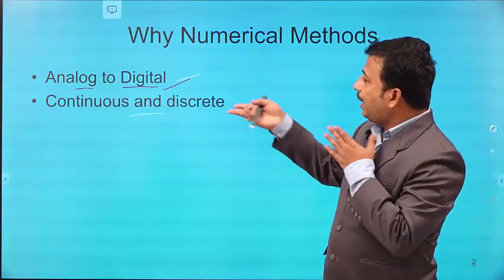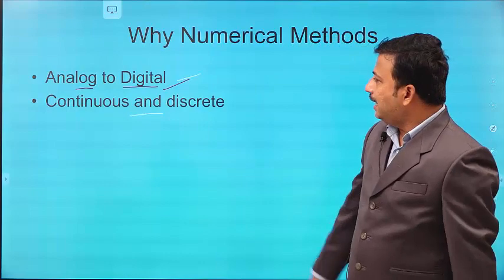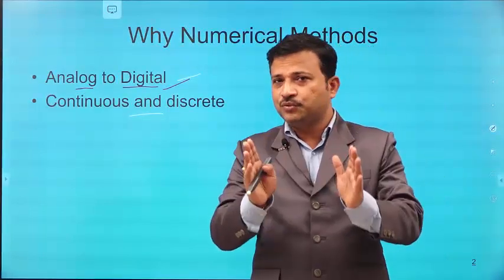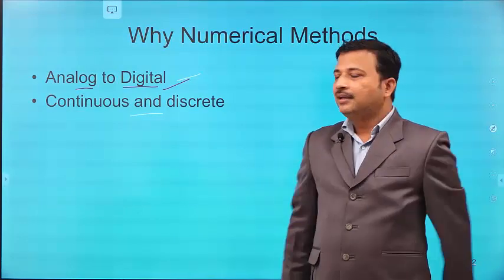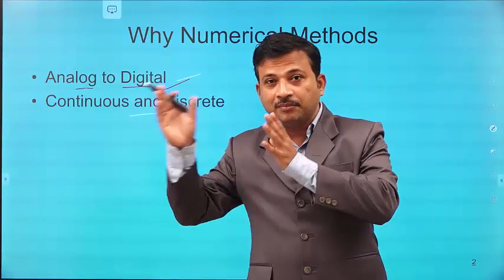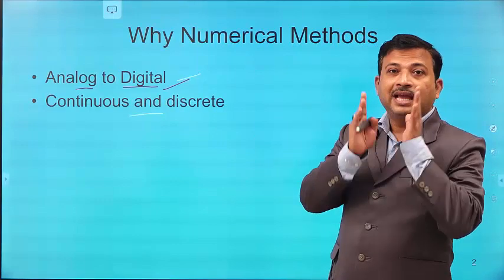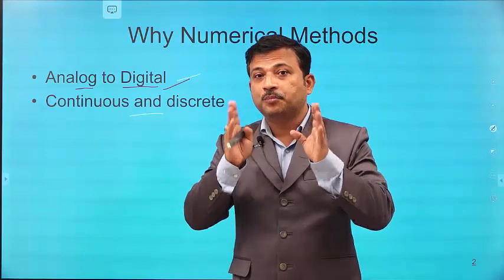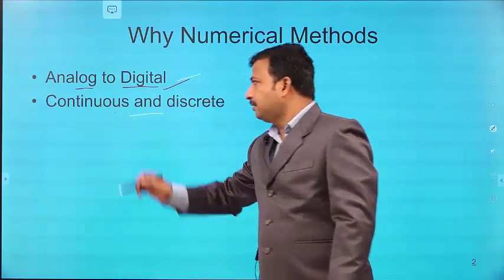So why am I talking about analog and digital? When the data is very small, analog is very interesting, useful and beautiful. When it comes to a huge amount of data, digital is the only way we can transfer the data from one place to another. So if small, analog is beautiful, and when it is huge, digital is the only option we have. Similarly, what is continuous and discrete?